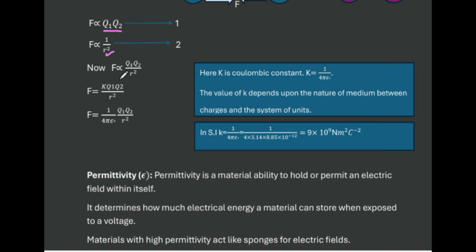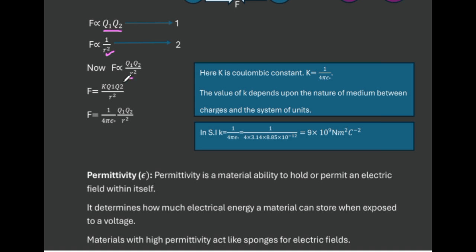Electric force is proportional to Q1 Q2 and inversely proportional to r square. It means that if we increase the charges, the electric force between the charges is increased, and if we decrease the distance, the electric force is increased. This r is the distance between the point charges.